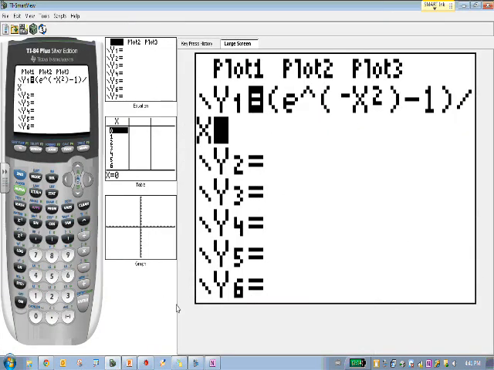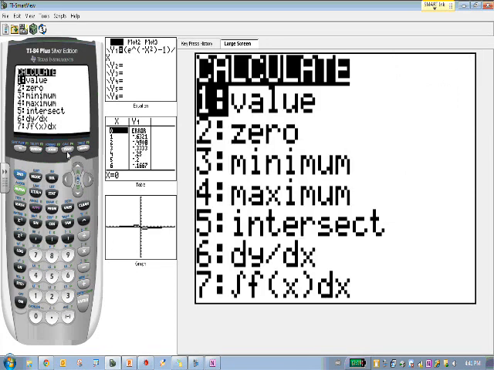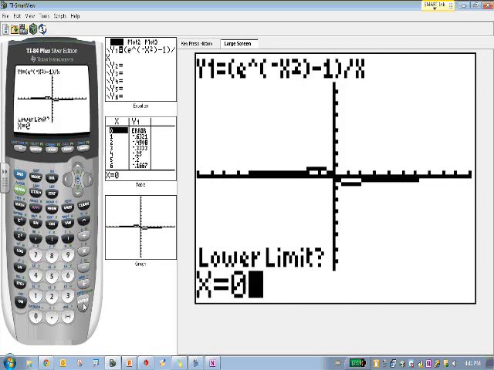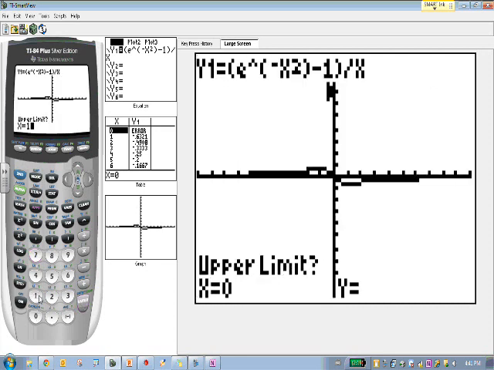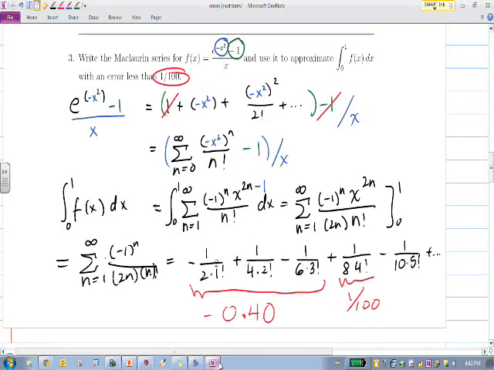Okay, so what I've set up here is the equation that we're going to integrate. I'm just going to go ahead and graph it, and it's nothing remarkable. The magic button on our graphing calculator, again, is second trace, which will give us the calc menu, and we can ask the calculator to integrate. The lower limit is 0, so we hit 0, enter. The upper limit is 1, so we'll hit 1, enter. And you can see that the area under that curve, or the integral, is negative 0.39. Our approximation was negative 0.40, which is within 1/100th of the actual value.